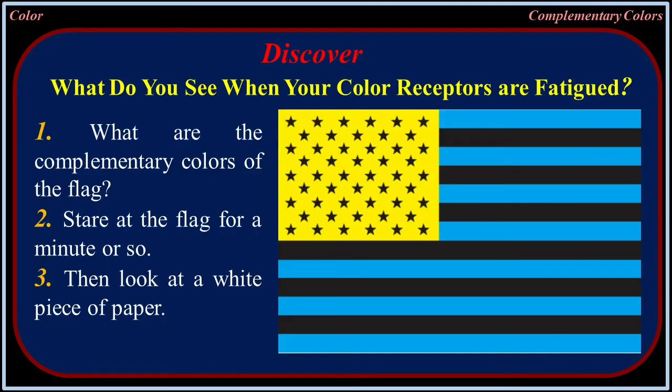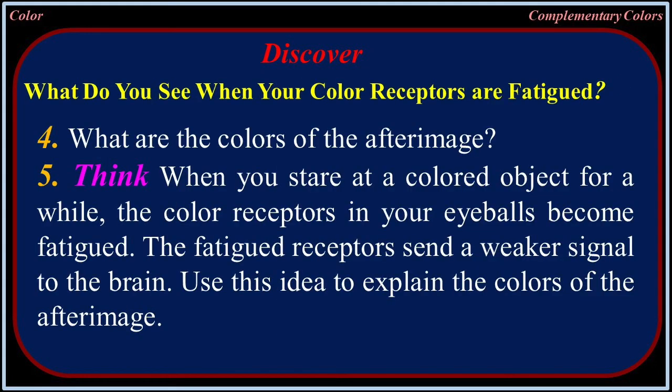Discover. What do you see when your color receptors are fatigued? 1. What are the complementary colors of the flag? 2. Stare at the flag for a minute or so. 3. Then look at a piece of white paper. What are the colors of the after image? Think. When you stare at a colored object for a while, the color receptors in your eyeballs become fatigued. The fatigued receptors send a weaker signal to the brain. Use this idea to explain the colors of the after image.